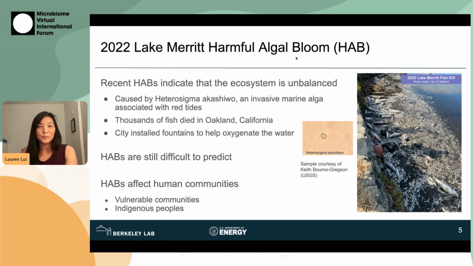These harmful algal blooms are really difficult to predict because the conditions could be the same from one year to the next, and one year you might get a harmful algal bloom and one year you might not. They also disproportionately affect vulnerable communities, and a lot of the indigenous peoples in California have cultural activities in the water. They harvest plants, they fish, and so they get exposed to the toxins that these harmful algal blooms produce.